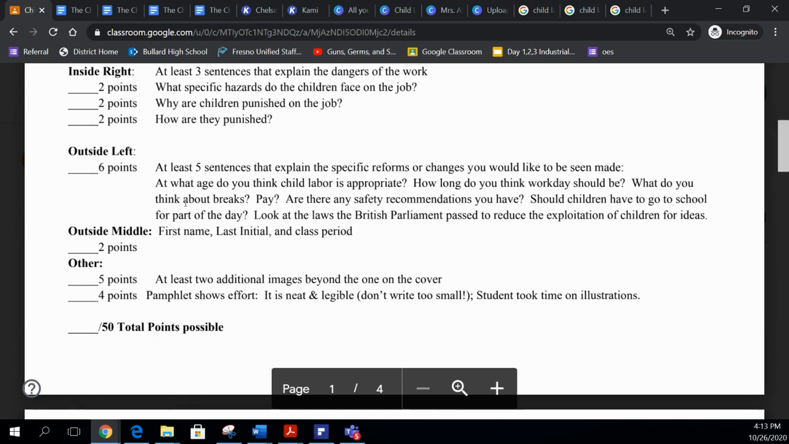This one section is 6 points by itself. So at least 5 sentences that explain specific reforms or changes that you want to make. So what do you want to change? Remember, you're trying to convince people that child labor is bad.